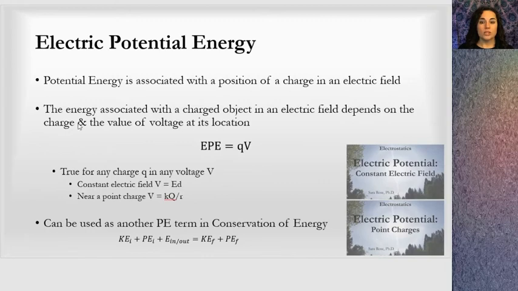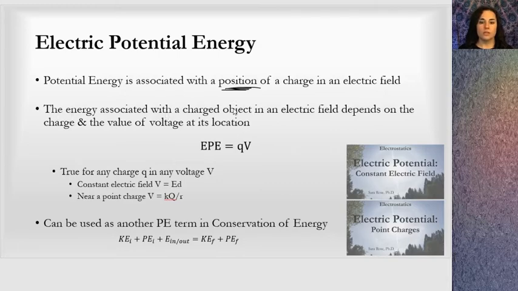So electric potential energy is an energy associated with the position of a charge in an electric field. And this is true for any potential energy we look at. Gravitational potential energy depends on position. Elastic potential energy depends on position. These potential energies depend on the position. It's an energy of position.